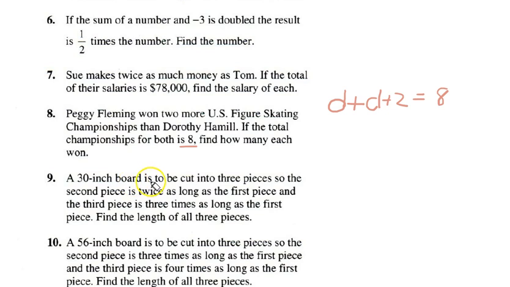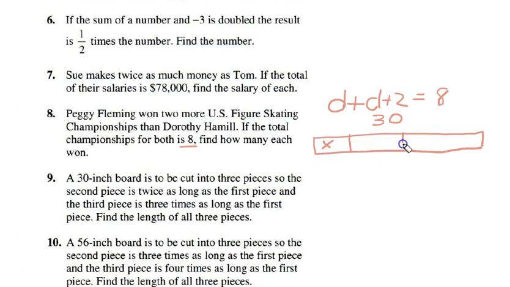Now, a 30-inch board is to be cut into 3 pieces. Alright, so let's make a picture, sometimes helps here. So how long is this board? It's 30 inches. Now we're going to cut it into 3 pieces. And these will be different lengths. And let's see what we're going to put here. So the second piece is twice as long as the first. So we're going to say this piece is the first piece. And that's going to be x.